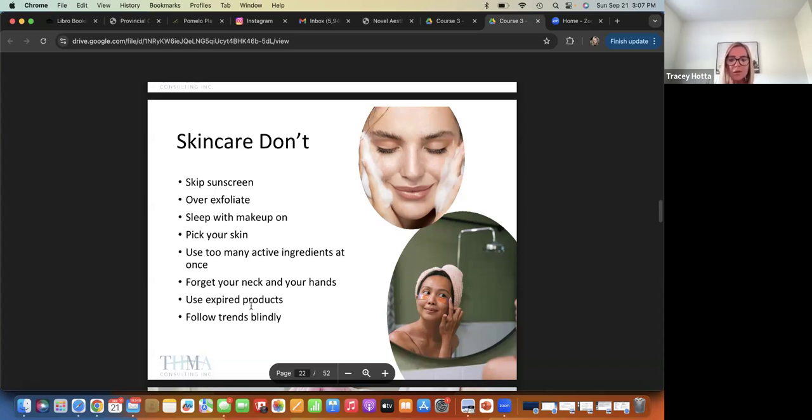And then you don't want to follow trends blindly. So, with social media now, there's all sorts of different trends that we see. Just make sure you do your homework and make sure that any trend that you may or may not follow is appropriate for your skin type. And also with any treatments you're having done as well.